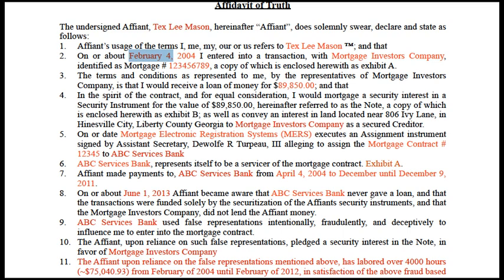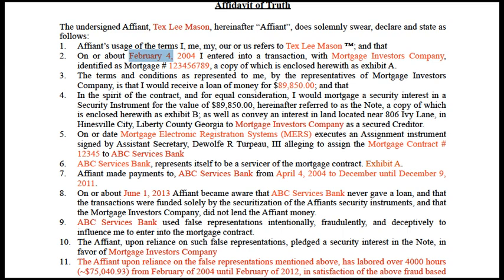In the spirit of the contract, and I should say mortgage contract number whatever, and for equal consideration, I would mortgage, I missed something. The terms and conditions as represented to me by the representatives of Mortgage Investors Company is that I would receive a loan of money for $89,000, and that in the spirit of the contract and for equal consideration, I would mortgage a security interest in a security instrument for the value of $89,000, hereinafter referred to as the note, a copy of which is enclosed herewith as Exhibit B.